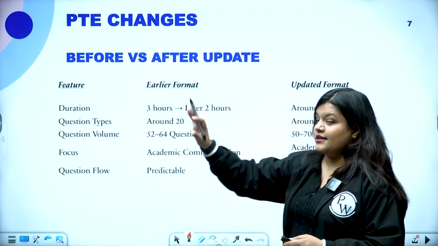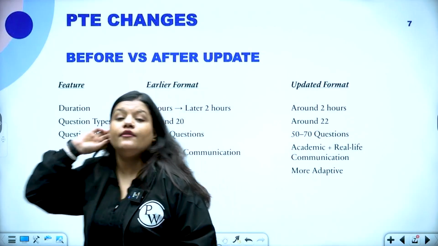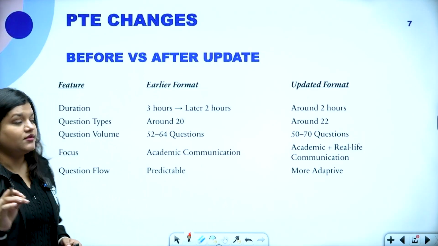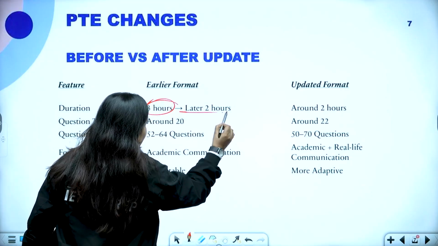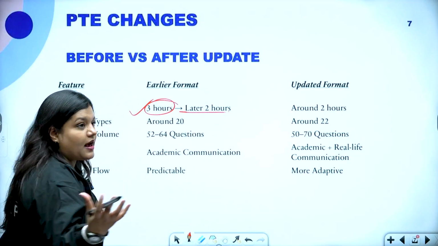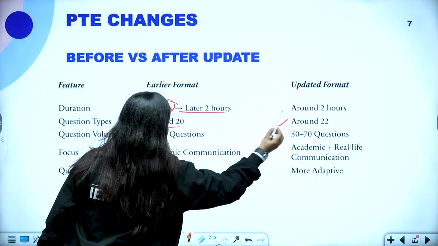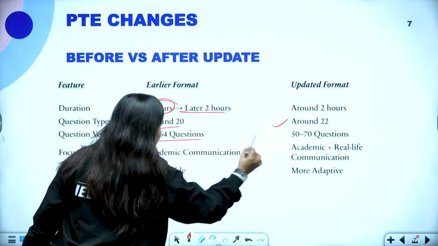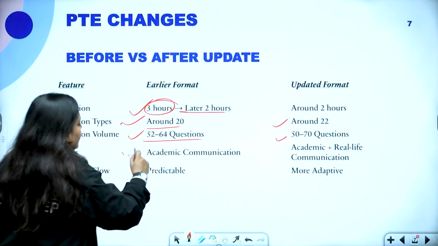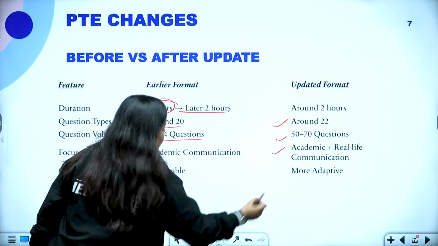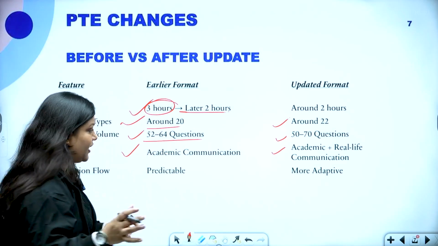Now the changes, major update. Let's understand the latest changes we encountered in August 2025. Earlier the format contained 3 hours, but later it converted to 2 hours of examination, while the question types, earlier around 52 to 64 questions, turned to 50 to 70 major questions. It was for academic communication, while now the changes have been made with academic and real life communication.